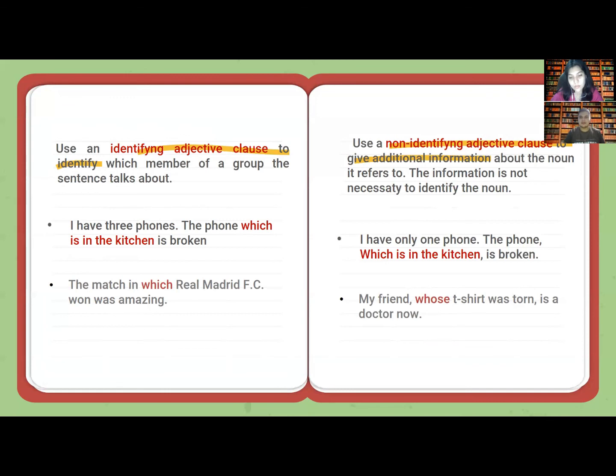Then we use non-identifying adjective clause to give additional information. It's not necessary to add that information, but we add it anyway. So we give additional information about the noun, and the information, as I said, is not necessary. I have only one phone. The phone, which is in the kitchen, is broken. And my friend, whose t-shirt was torn, is a doctor now. For example, whose t-shirt was torn is unnecessary information, but my friend is a doctor now. Next, please.